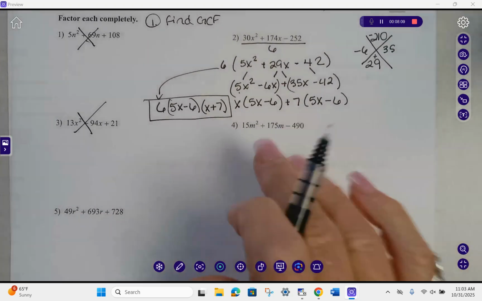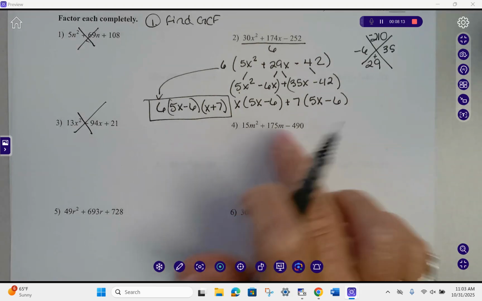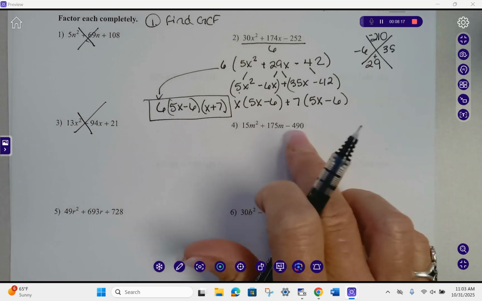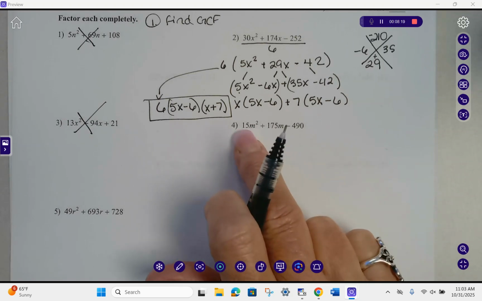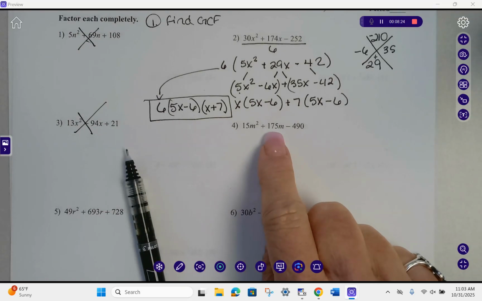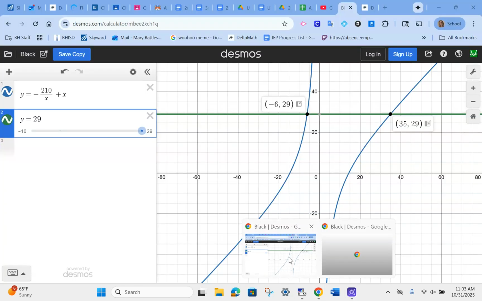So now we're starting with these terms, 15, 175, and 490. I know 5 is a factor of all of those, but 15 may also be a factor. I would personally just divide both of these by 15 to see if it works. But you can always go in here to Desmos.